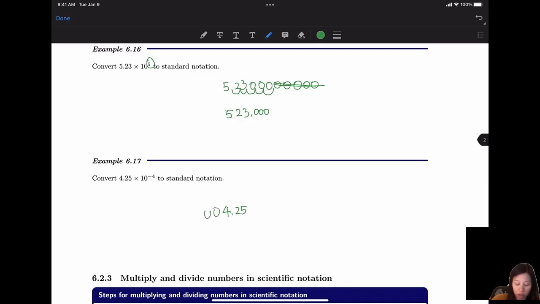So what I would do is put as many zeros as possible. You don't need to put that many, it depends on how big the exponent is. And then I start moving it: 1, 2, 3, 4, so to here. That means I don't need this extra zero. So this is going to be 0.00425. This is the standard form.